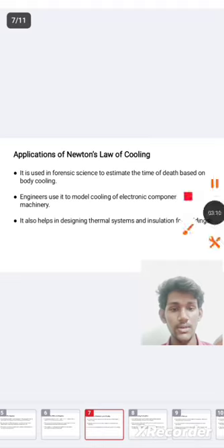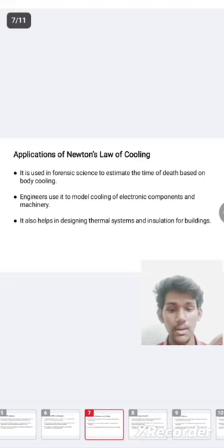Applications of Newton's law of cooling. It is used in forensic sciences to estimate the time of death based on body cooling. Engineers use it to model cooling of electronics components and machinery. It also helps in designing thermal systems and insulation for buildings.